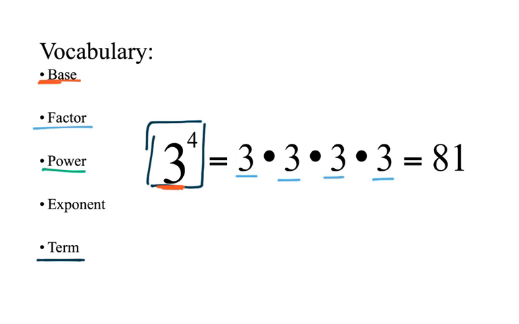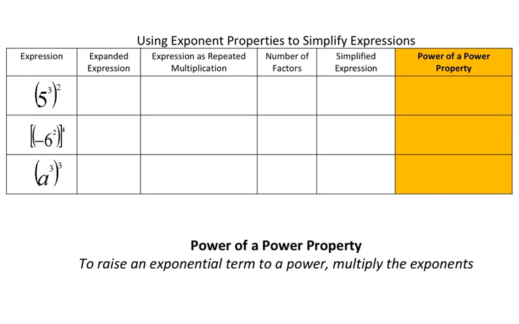Exponent and power mean the same thing. This is the exponent, and when we read it out loud, we say 3 to the 4th power, not 3 to the 4th exponent. Exponent is its name, power is what it does. So it multiplies 3 by itself 4 different times and gives you 81. So let's jump right into it.